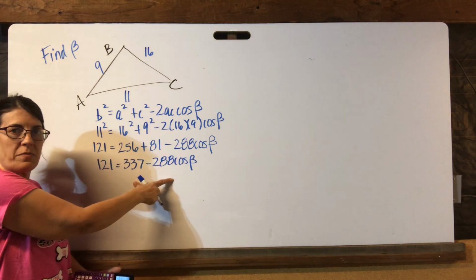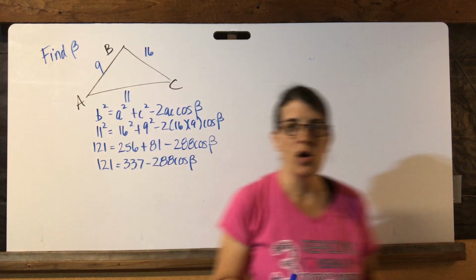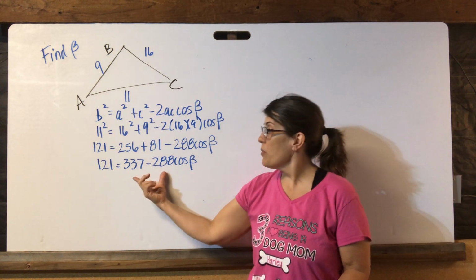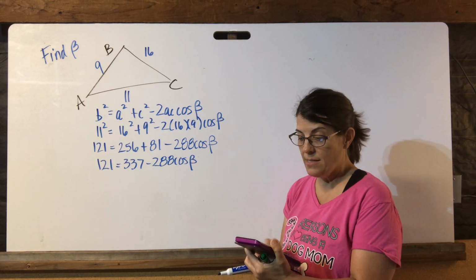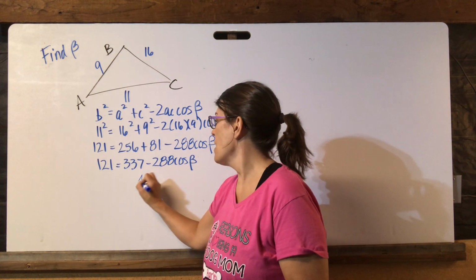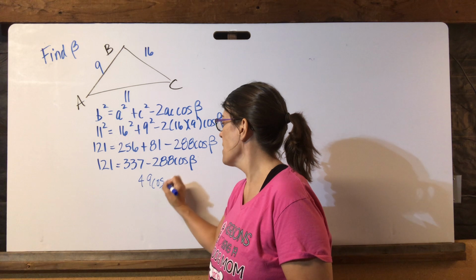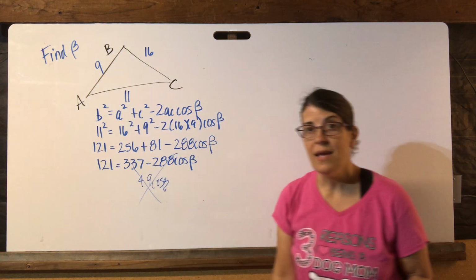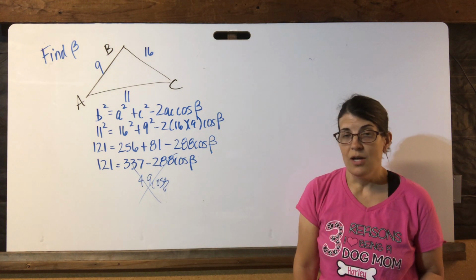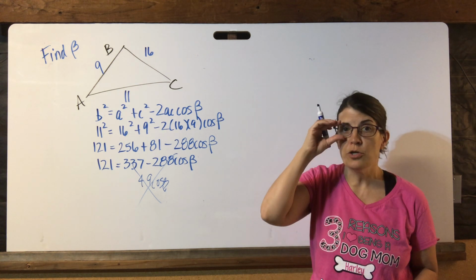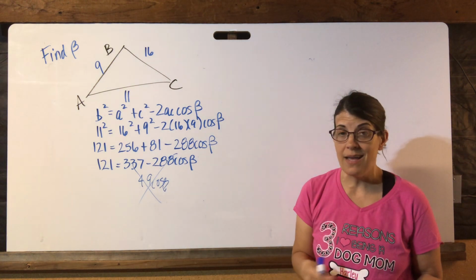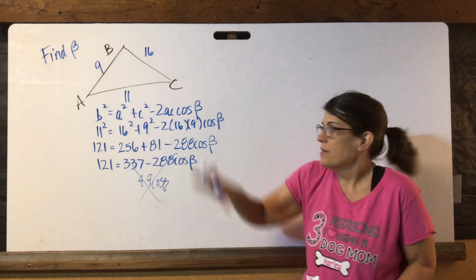These are not like terms. I cannot tell you how many times people will say, oh well, 337 minus 288, and they'll say that this is 49 times the cosine of B, and that is not right. They are not like terms. So if you're pretty strong in your algebra skills and you're confident that you're not going to combine things that aren't alike, fine, do it this way.